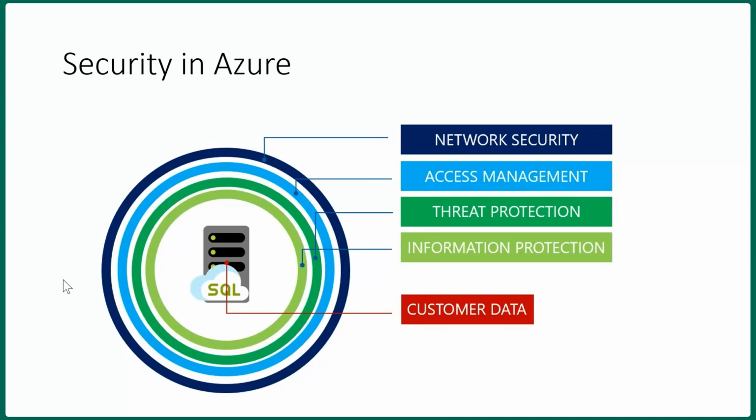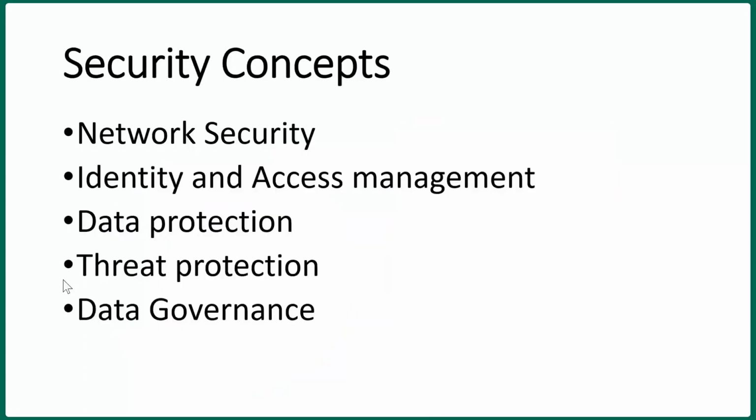So there is network security, like we have seen the thief entering into the bank, right? The first layer of security, the outer layer of security, is the security cameras in the parking lot. So network security is the outer layer of security. As we dive deeper into the security layers, we have access management, threat protection, and information protection, where the data itself needs to be protected. So we are going to see each of these layers in this session. I have mentioned the same security layers here. So let's dive deep into each of them.